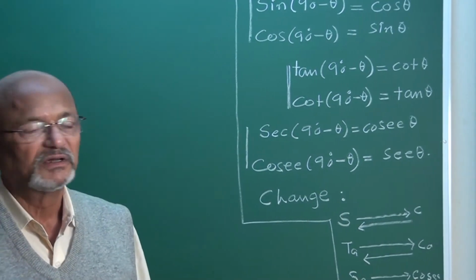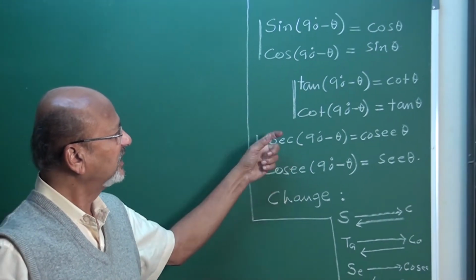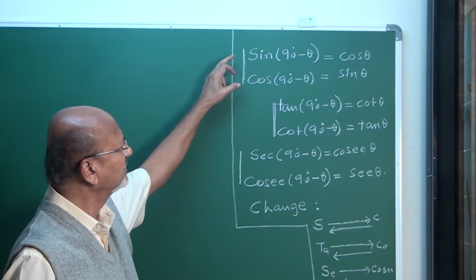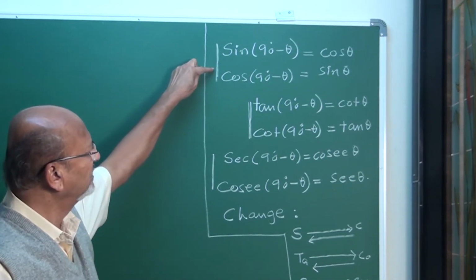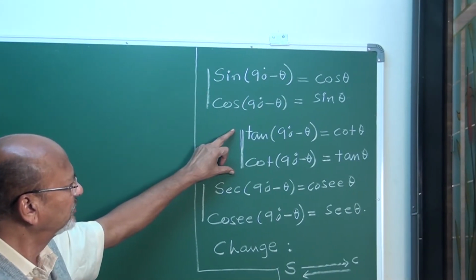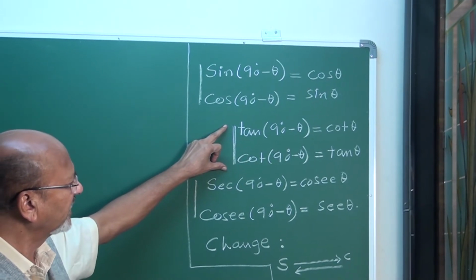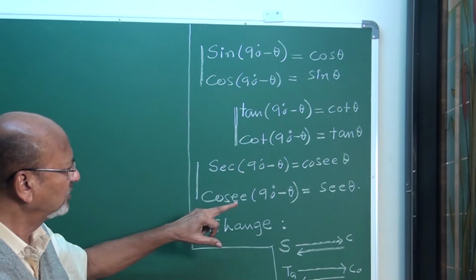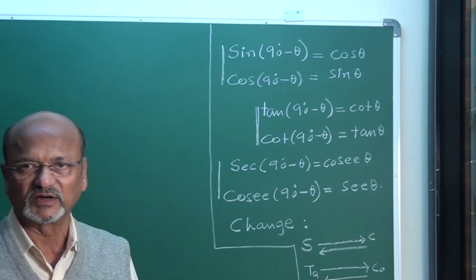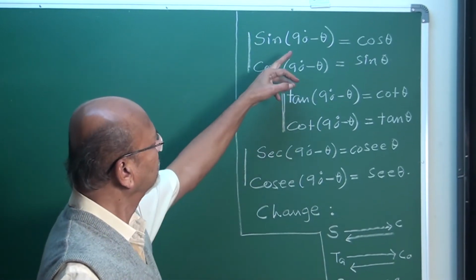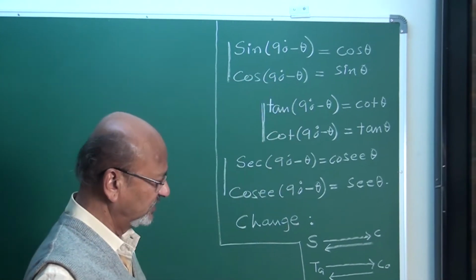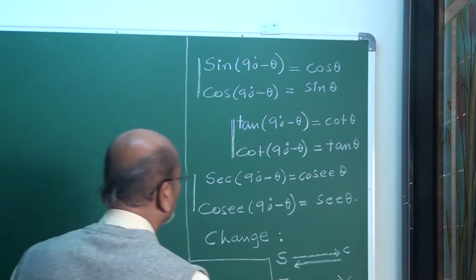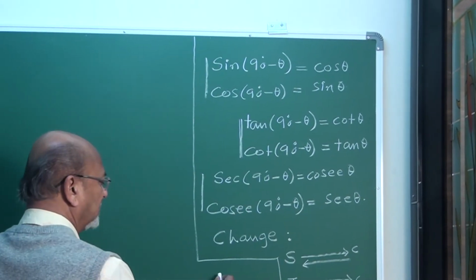My friends, you might have observed here, I have written a little change. What is that? First I have written this pair, this line shows. Again I have written this pair, tan to cot, cot to tan. This is the third pair. What is this? Sec to cosec, cosec to sec, my friends. So, these angles here, what do they mean?